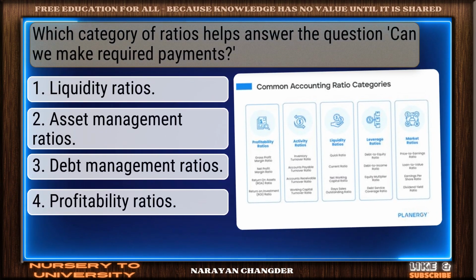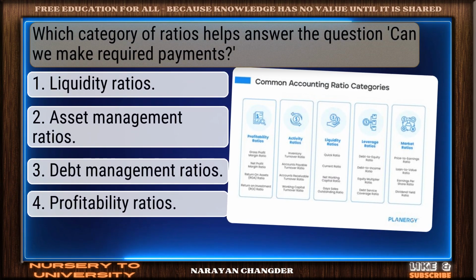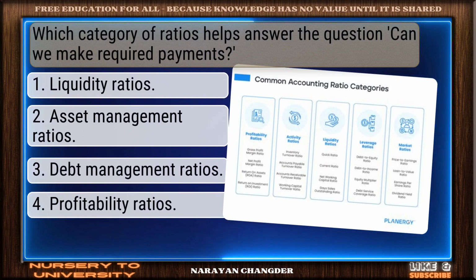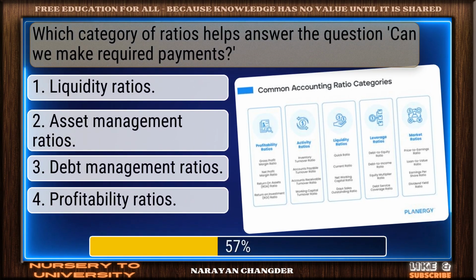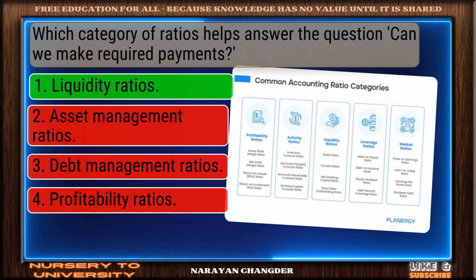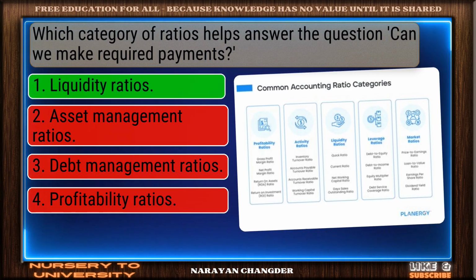Which category of ratios helps answer the question, can we make required payments? Ooh. Excellent choice. Liquidity ratios is the right answer.